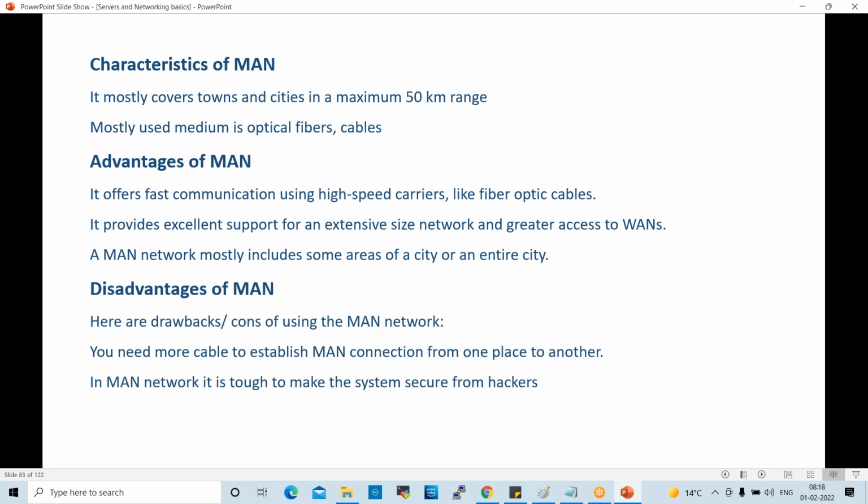Disadvantage of MAN. Here are the drawbacks. You need more cables to establish a MAN connection from one place to another place. It is also difficult to make the system secure from hackers, because whenever we have a wide range, definitely security is a concern, so we have to implement security.